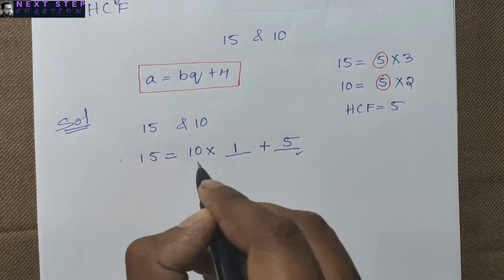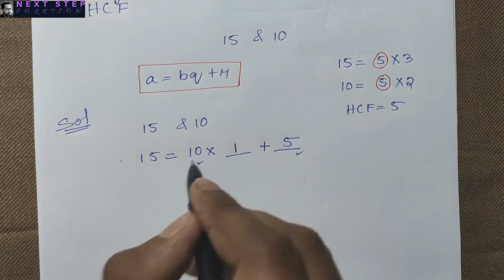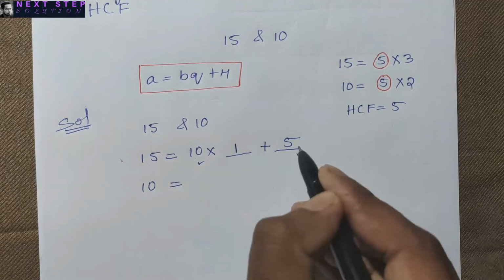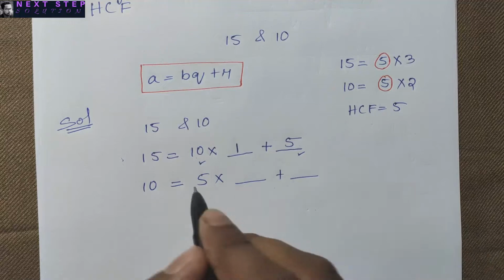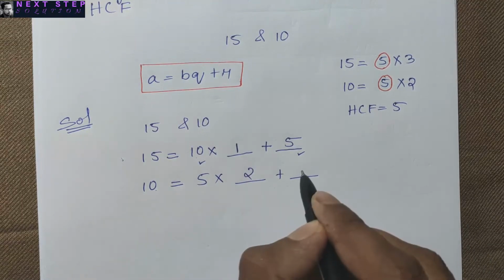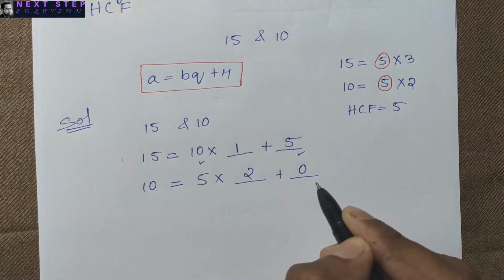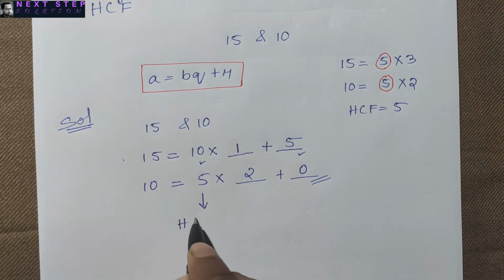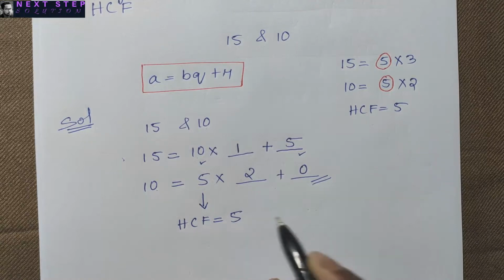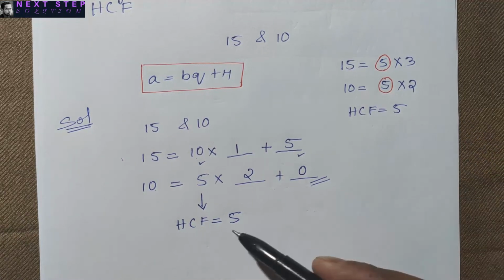Now we will take this number and continue the same process. 10 we write here equals 5 multiplied with a number, plus a number. 5 2s are 10. We already got 10, so we don't have to add anything. We can write 0. As soon as we get 0, this divisor becomes our HCF. So HCF equals 5. Here we got HCF as 5 and with the old method also we got 5.